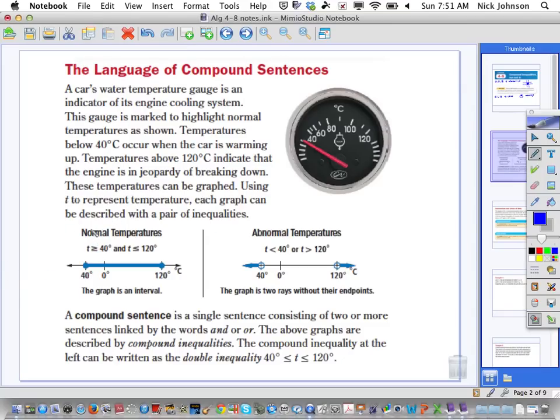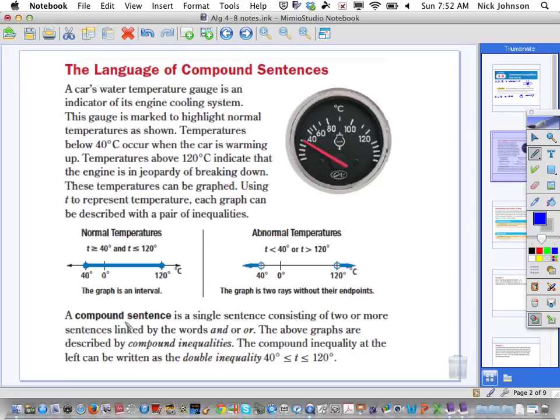Normal temperatures. A car's normal temperature says it can be greater than or equal to 40 and T is less than or equal to 120. So a car's temperature when normal is in between 40 and 120. Abnormal temperatures. You could have two inequalities that say what the abnormal temperatures are. T is less than 40 or T is greater than 120. The graph is two rays without their endpoints. Open circle going that way, open circle going to the right.